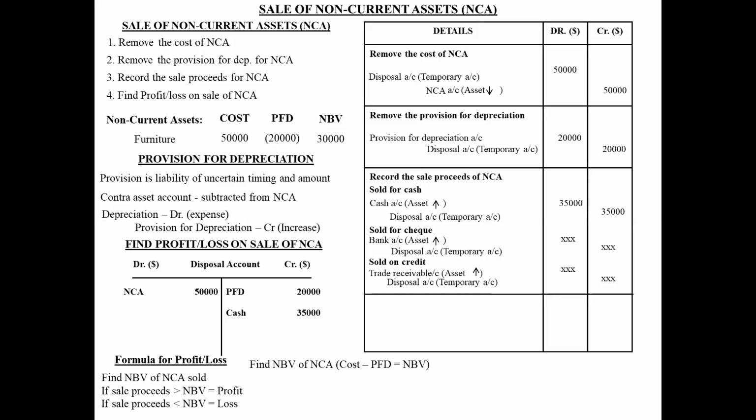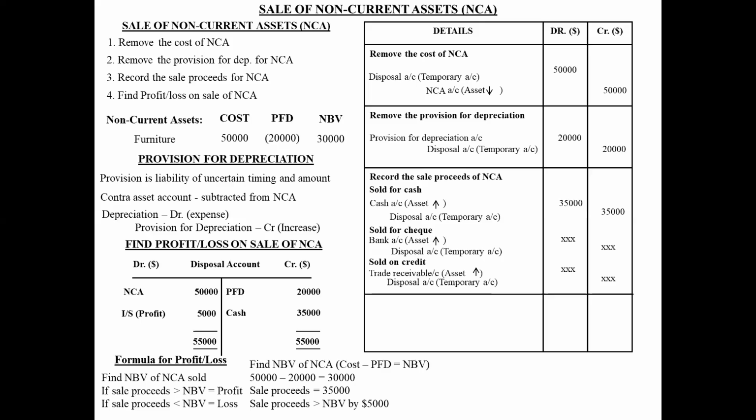The formula for finding net book value is cost minus provision for depreciation. So cost over here is 50,000, as you can see over here. The provision for depreciation is 20,000. So 50,000 minus 20,000, you get 30,000. That is the net book value. Sale proceeds are 35,000. So you can see that sale proceeds are greater than net book value by 5,000. So we have a profit of 5,000, which will be entered on the debit side. So now 50 plus 5, 55,000 on the debit side and 55,000 on the credit side. So you can see disposal account does not have any balance. It has a zero balance.